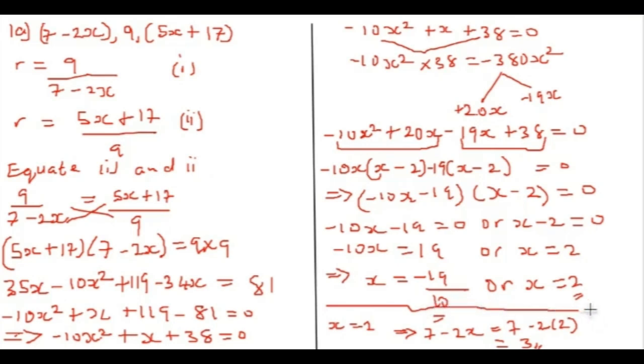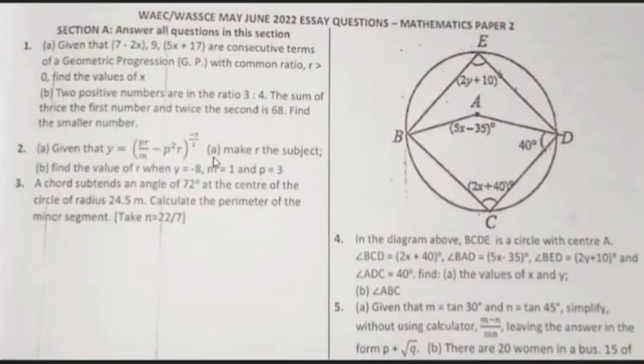But we've already met the conditions of this question. So this is how we solve this. From our knowledge of what a common ratio is for a geometric progression, we equated these two equations. It led us to a quadratic equation, and we factorized the quadratic equation as needed. So this is the solution to WASSCE May/June 2022 number 1A.